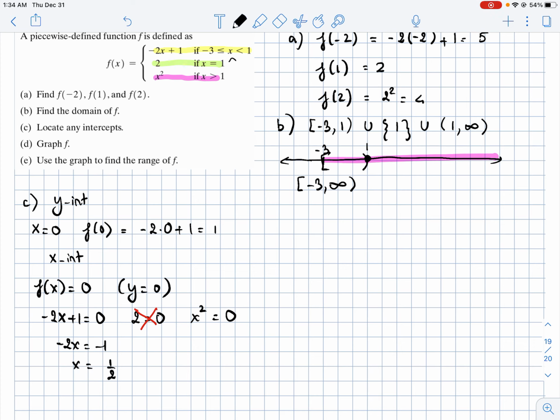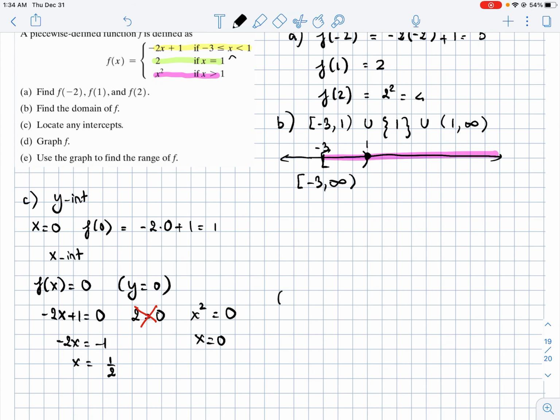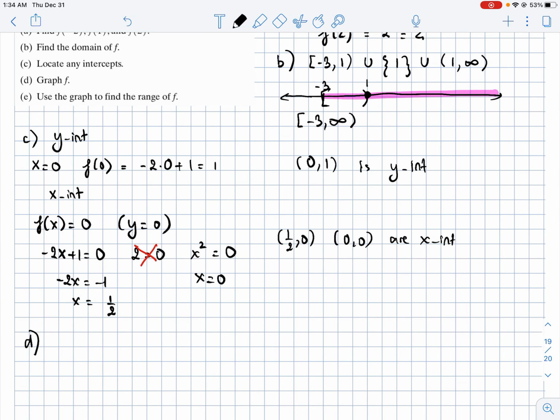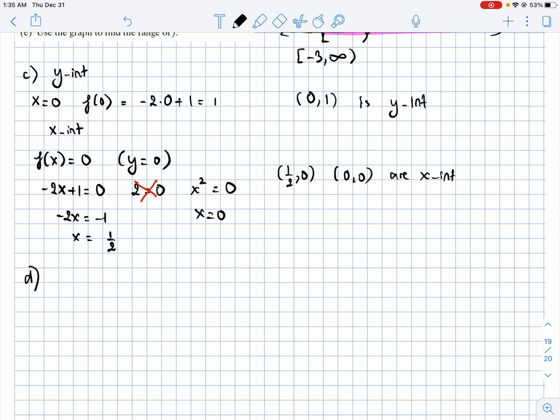We're going to solve for the first one. We will subtract 1 first, and we divide both sides by negative 2, so we get 1/2. And for the last one we got x equal to 0. So the answer for the x-intercepts is (1/2, 0) and (0, 0), and the y-intercept is (0, 1).